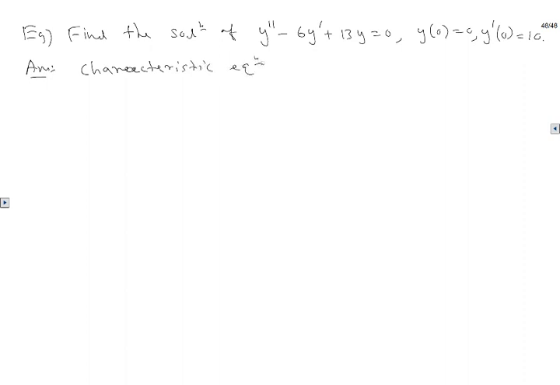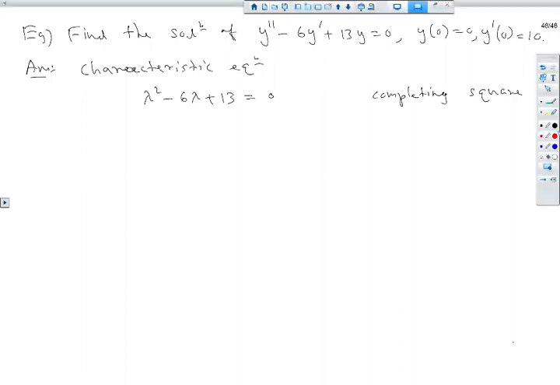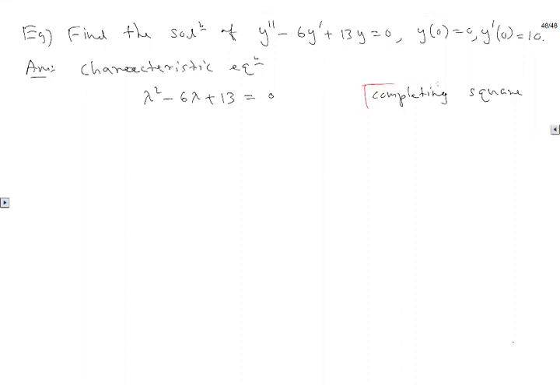The characteristic equation is simply lambda squared minus 6 lambda plus 13 equals 0. I'm going to do it a different way now. We can directly use the quadratic formula, but instead I'm going to use the completing square method, just to see how it works.